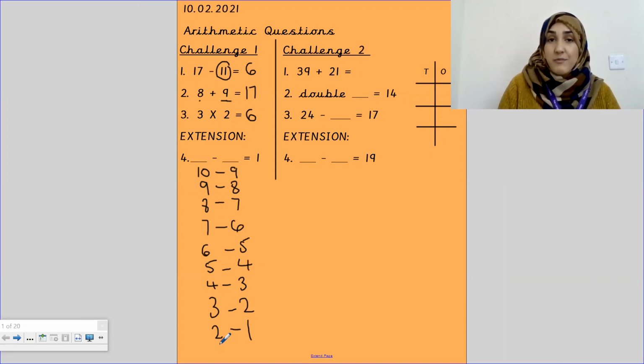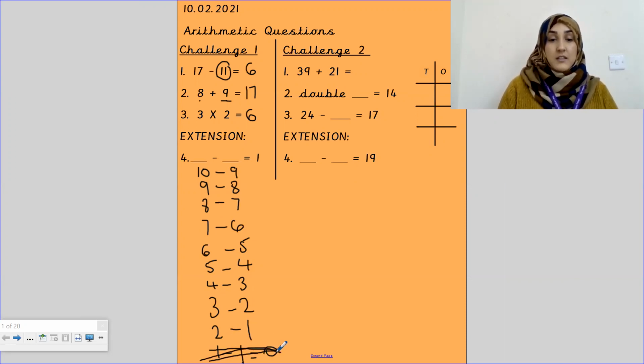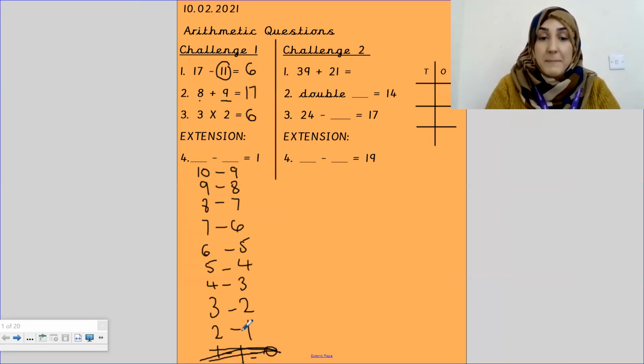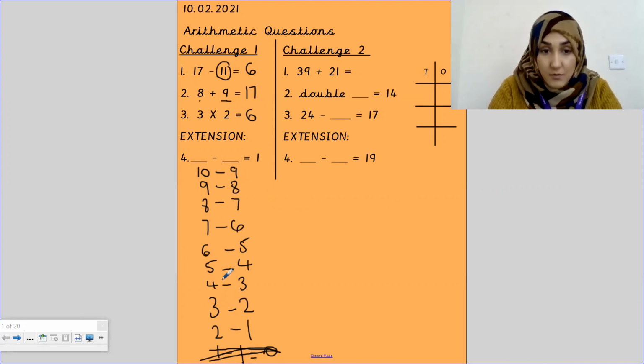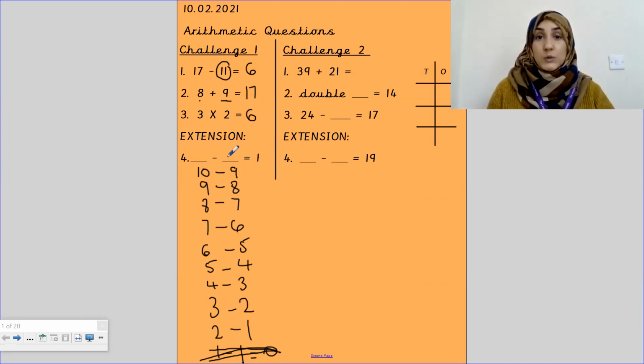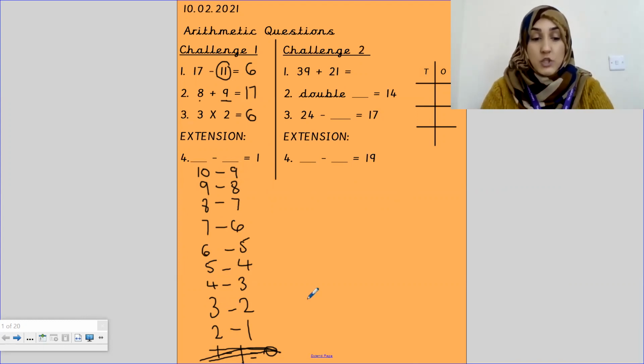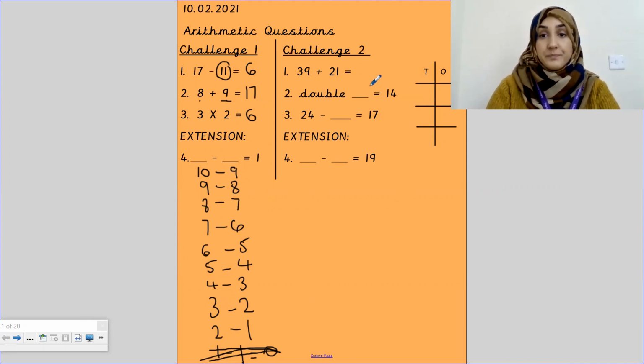And if we take 1 away from 1, does that equal 1? No, that equals 0. So we can't have that. This is the lowest number sentence that we can create, which leaves us with the answer 1. So it could be any one of these, or even if you start from 20, you can go all the way down. Okay, let's now move on to challenge number 2.